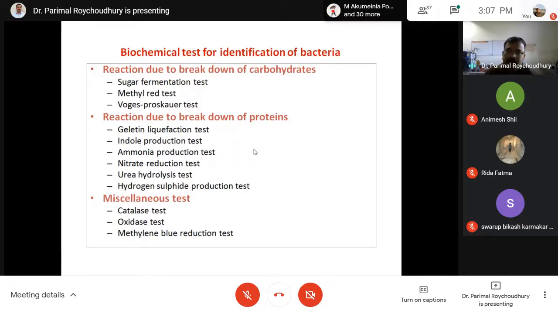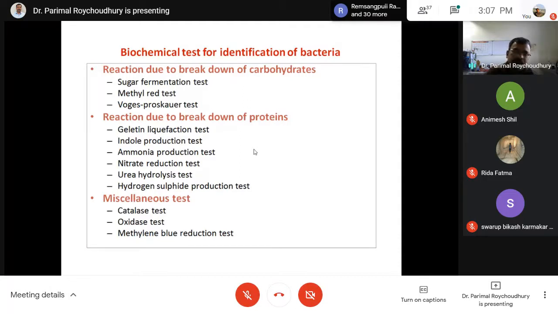So this machine comes with preloaded software which contains all the information of whatever known organisms are present, along with your biochemical test results. And once the results are detected by the specific sensor present in the equipment, they are compared with that, and then the organism is identified.